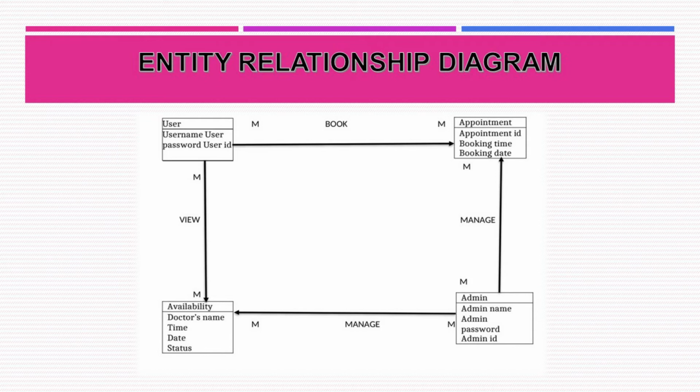The last one is admin. Admin has admin name, which is the primary key and a string type. Admin password and admin ID both have integer type attributes. For the relationship, user can do two things, which are book appointment and view availability. Admin also can do two things, which are manage appointment and also manage availability.